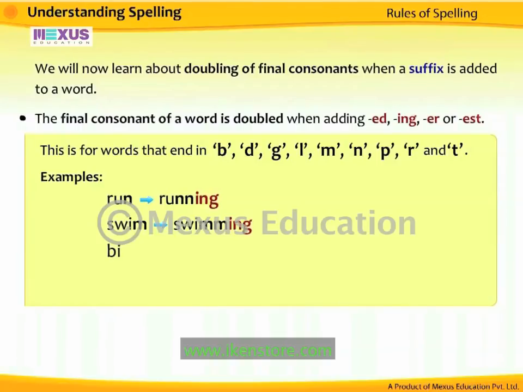B, i, g, big becomes b, i, g, g, e, r, bigger. And s, o, b, sob becomes s, o, b, b, e, d, sobbed.